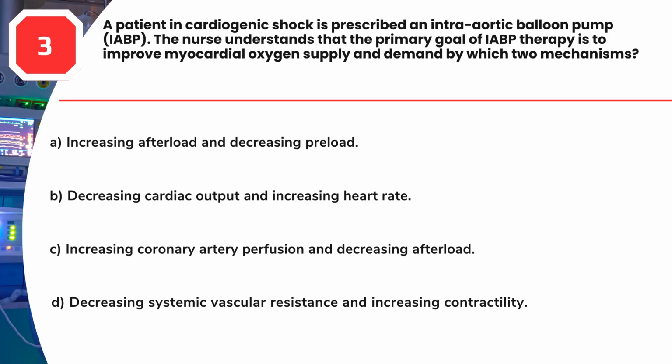Question 3. A patient in cardiogenic shock is prescribed an intra-aortic balloon pump, IABP. The nurse understands that the primary goal of IABP therapy is to improve myocardial oxygen supply and demand by which two mechanisms? A. Increasing afterload and decreasing preload.